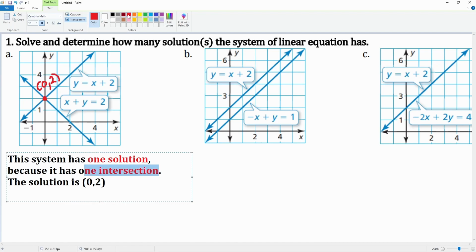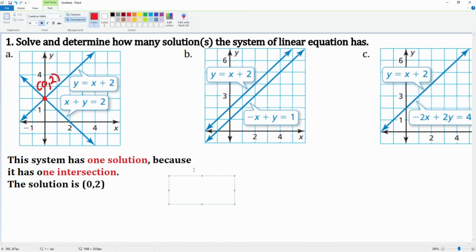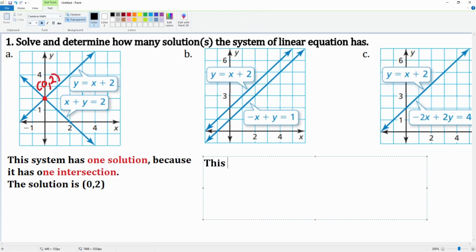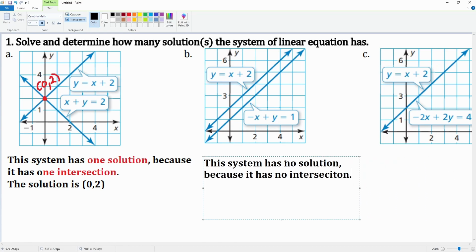The next one, B. Here we see that this one has no intersection, so we can come to a conclusion here. This system has no solutions because it has no intersection. So no intersection means no solution. Let me make that in red so you can see.